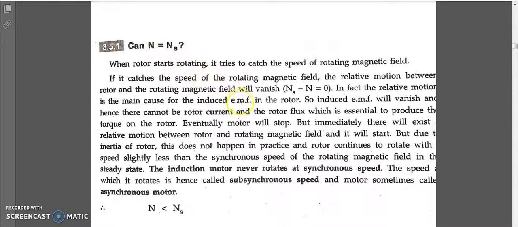Even if n is equal to ns, then what happens? Your motor will stop rotating. When your motor stops rotating, then what is created? There is a large difference in the motion. You can say a large relative difference in the motion. Again, what happens? Again, this ns will pull the rotor to rotate. Again, your motor will start to rotate.